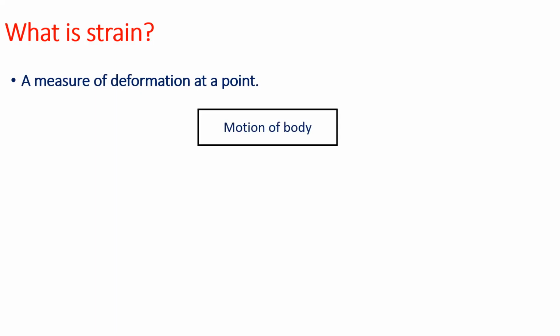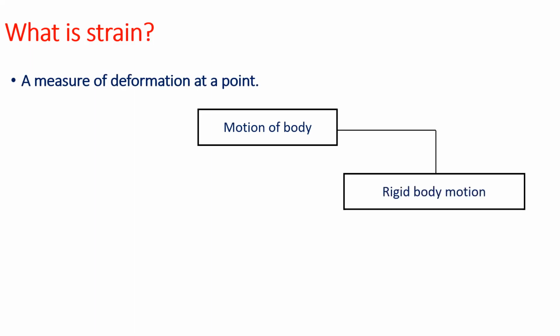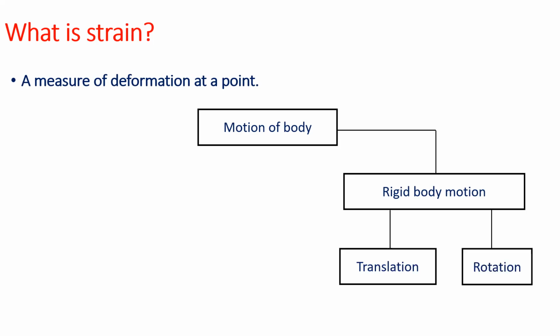Okay. So before we get into the mathematical definition of it, let us review our understanding of motion of a body or displacement of a body. So there are two kinds. One is rigid body motion, right? In rigid body motion, the object can rotate or translate in any of the three directions. It can translate in three directions and it can rotate in three directions. This is assuming that there is no relative deformation between points on the same object, right?